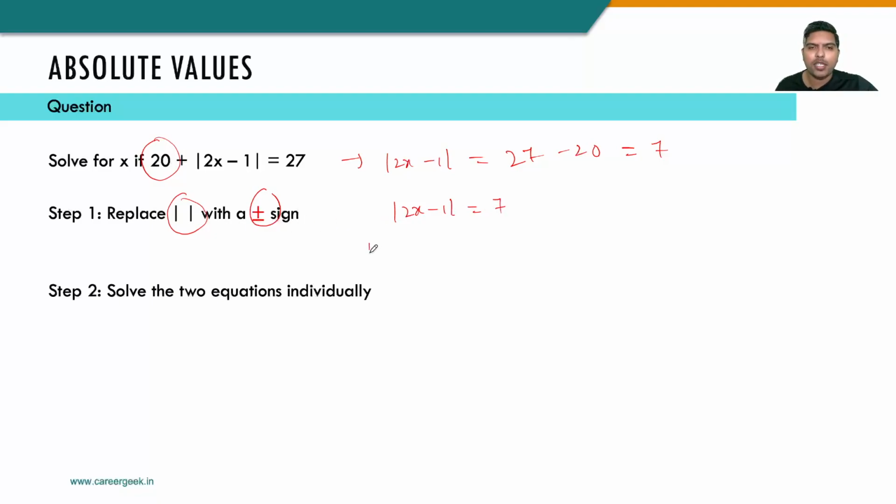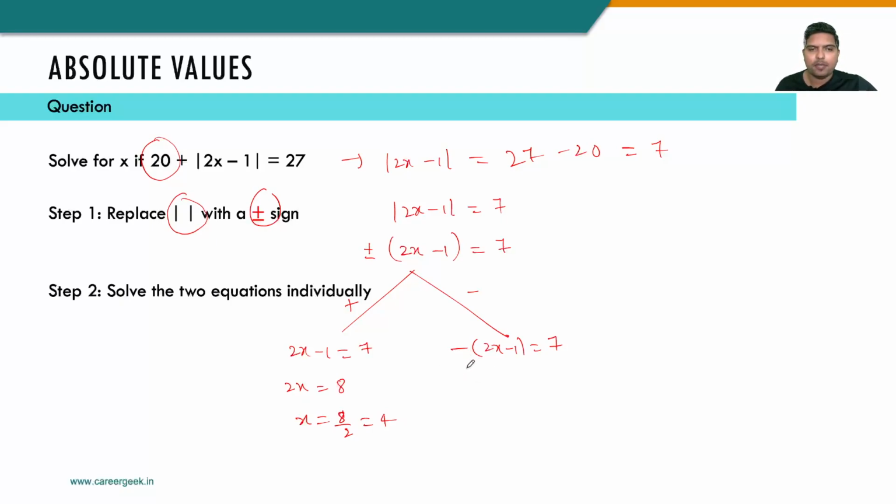Now what we'll do, we'll replace this mod with a plus minus sign. Right, so you get two cases, plus and minus. When it's positive, nothing changes, and this is negative. So we'll solve for the positive one first: take 1 to the other side. It will become 7 plus 1, divide by 2, x will be 4.